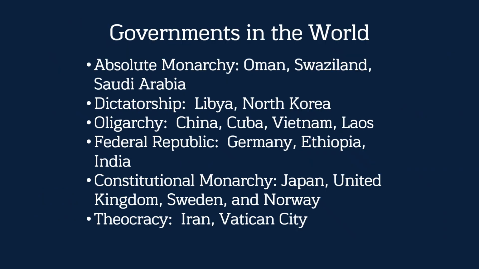And so, to give some examples of these governments in the real world: absolute monarchies, absolutist places like Oman, Saudi Arabia; dictatorships like North Korea; oligarchies like China and Vietnam; federal republics like the United States, Germany, Ethiopia, India; the constitutional monarchies or limited monarchies, places like Japan, the United Kingdom, Sweden, Norway. They all have royal families still. And then theocracies, which we spoke about: Iran and the Vatican City.